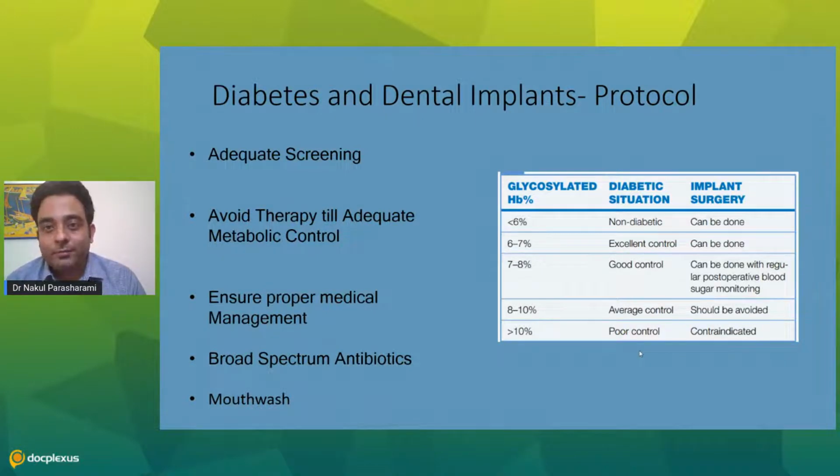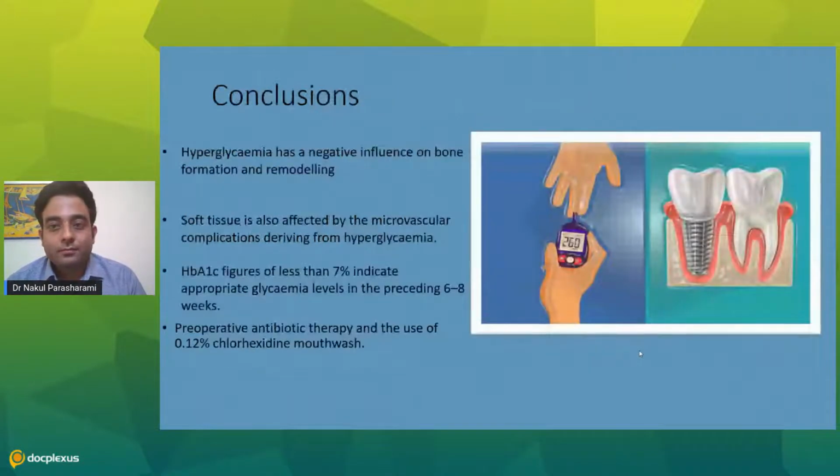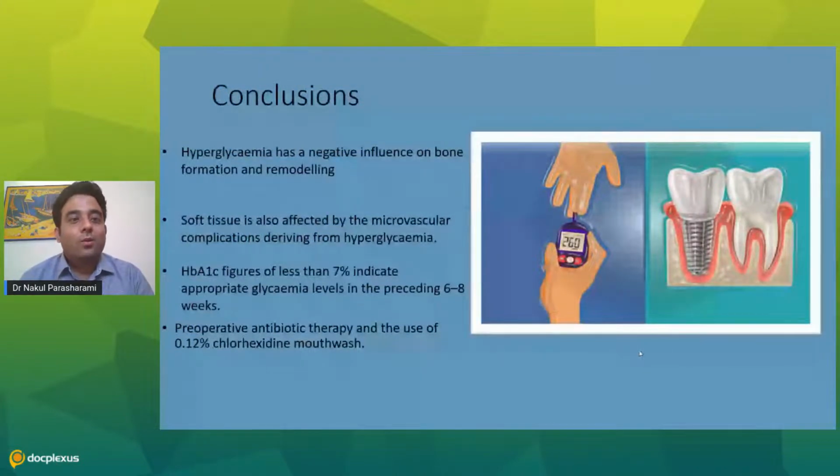Next slide, please. So basically, to conclude, uncontrolled diabetes is an absolute contraindication, but if the patient is a controlled diabetic, we can safely undergo the dental implant procedure. Hyperglycemia has a negative influence on bone formation and remodeling. Soft tissue is also affected by the microvascular complications.